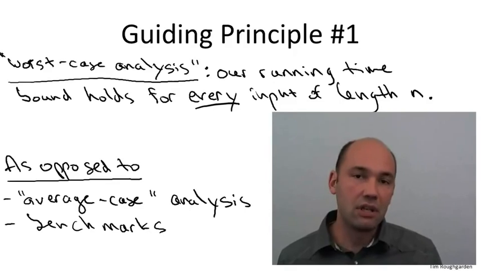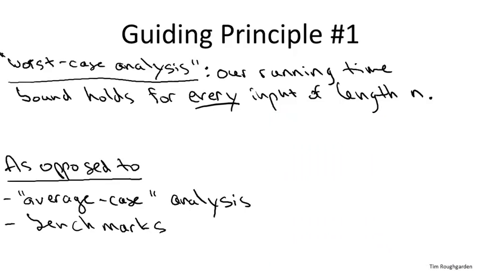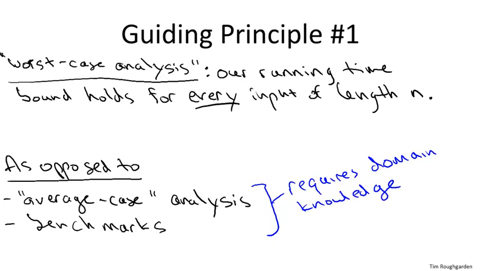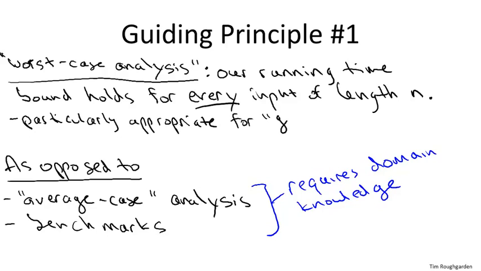Now, both average case analysis and benchmarks are useful in certain settings, but for them to make sense, you really have to have domain knowledge about your problem. You need to have some understanding of what inputs are more common than others, what inputs better represent typical inputs than others. By contrast, in worst case analysis, by definition, you're making absolutely no assumptions about where the input comes from. So as a result, worst case analysis is particularly appropriate for general purpose subroutines. Subroutines that you design without having any knowledge of how they will be used or what kind of inputs they will be used on.